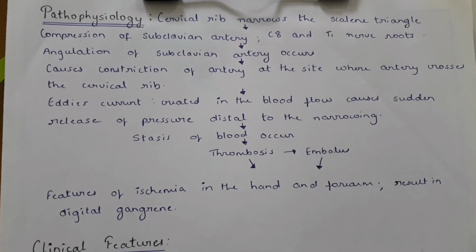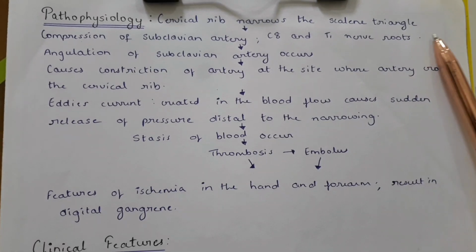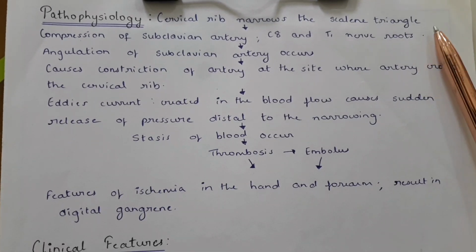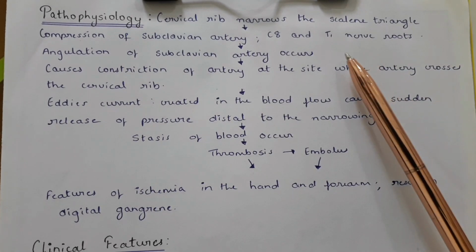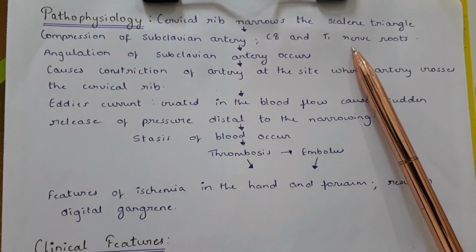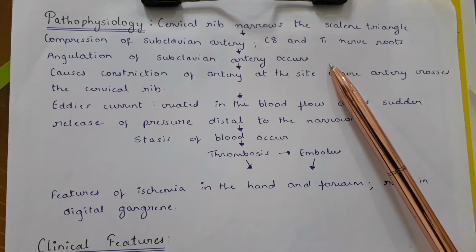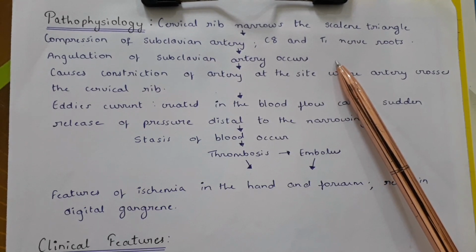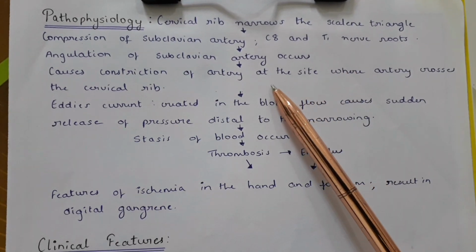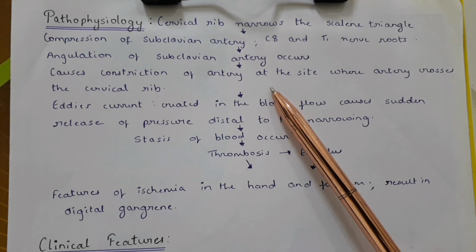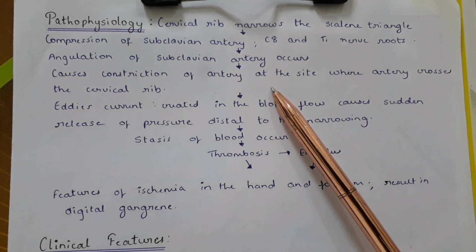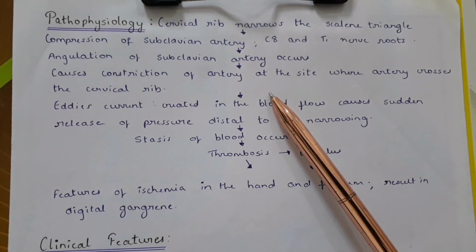Pathophysiology of the cervical rib. The cervical rib narrows the scalene triangle. There is compression of the subclavian artery, C8, and the T1 nerve roots. Angulation of the subclavian artery occurs. This causes constriction of the artery at the site where the artery crosses the cervical rib.